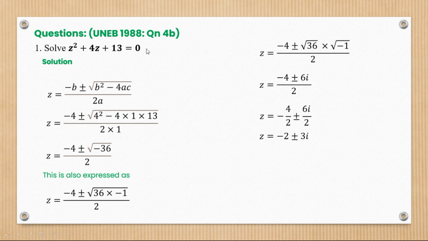Now this is a combination of two different answers, because this means that we have two different roots. So one root is negative 2 plus 3i, and the other root is negative 2 minus 3i. So hence these are the roots. z is equal to negative 2 plus 3i or negative 2 minus 3i.